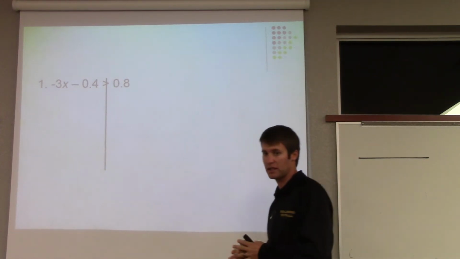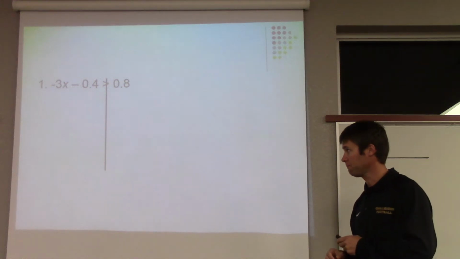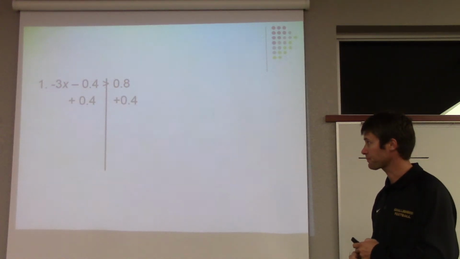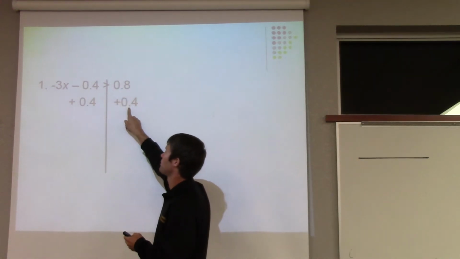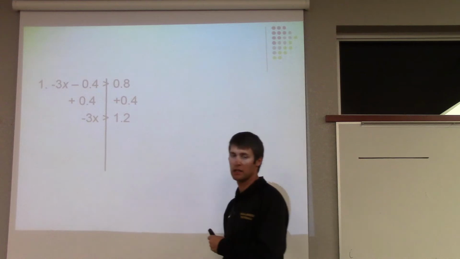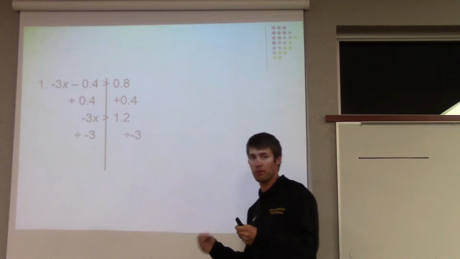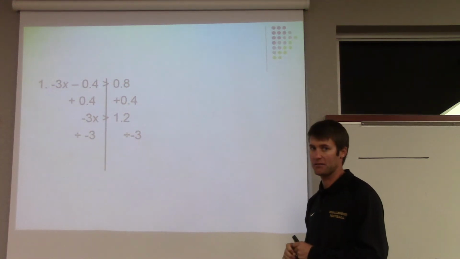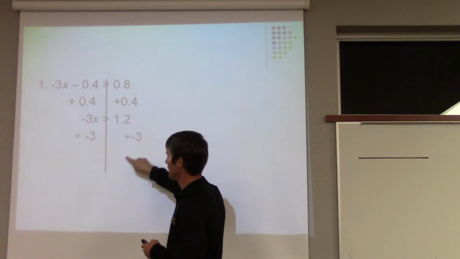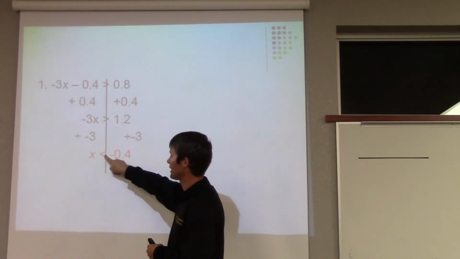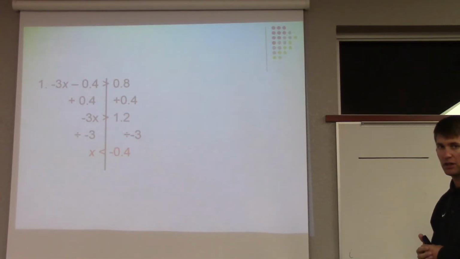We're going to treat it just like an equality again. So to get rid of 0.4, we add it to both sides. We cancel off on the left-hand side, 0.4 plus 0.8 is 1.2. Then we want to get rid of the negative 3, so divide by negative 3. Remember our rule: anytime we divide by a negative, we switch the sign of our inequality. So positive divided by negative will make a negative. So x is less than negative 0.4. So that would be our inequality.